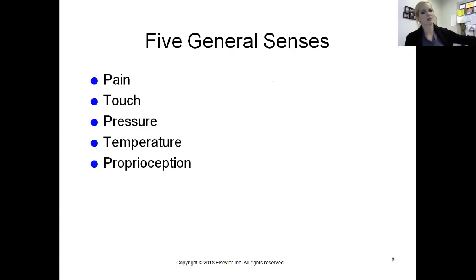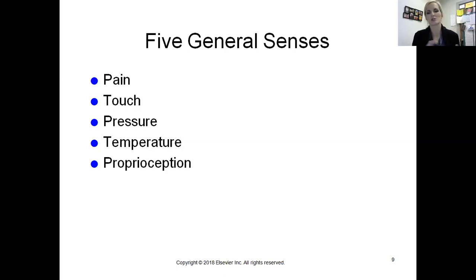So we talked about our receptors, and the receptors we have in our body, whether we're talking about general senses or special senses. These are called general senses. When we get to things like smell and taste, those are called special senses. We have general senses, and these particular senses are kind of located all over the body.